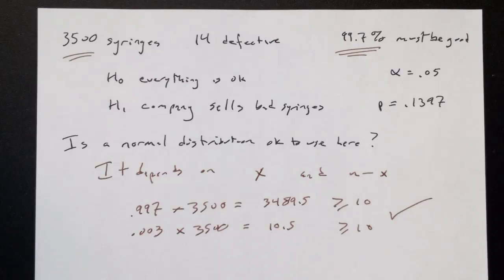Let me jump forward. If I don't have a normal distribution, what should I do? Oh, wait a second. I just thought about these as two categories, right? Passing and failing. What's the last type of distribution we did that talked about passing and failing, or successes and failures?